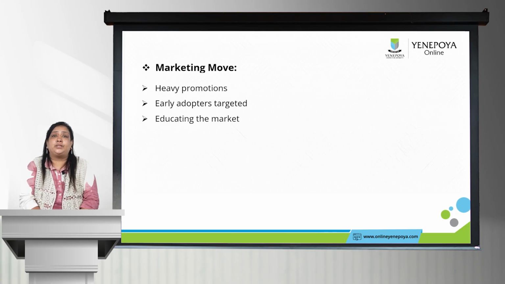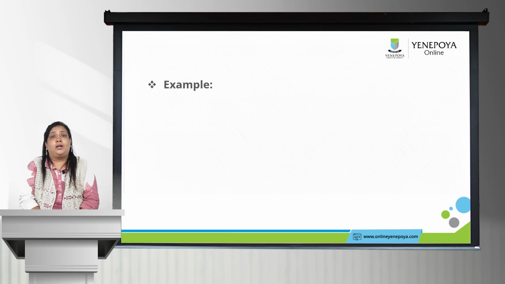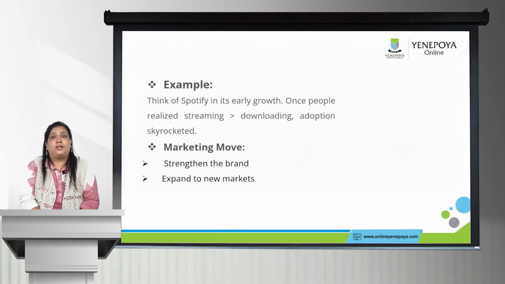And the second stage is the growth stage. People are loving it. Let's scale up. Sales are climbing. The competition starts entering the market. Profits are growing fast. The example is, think of Spotify in its early growth. Once people realized it's streaming, not downloading, adoption skyrocketed. The marketing move is to strengthen the brand, expand to new markets, and add features to stay ahead.